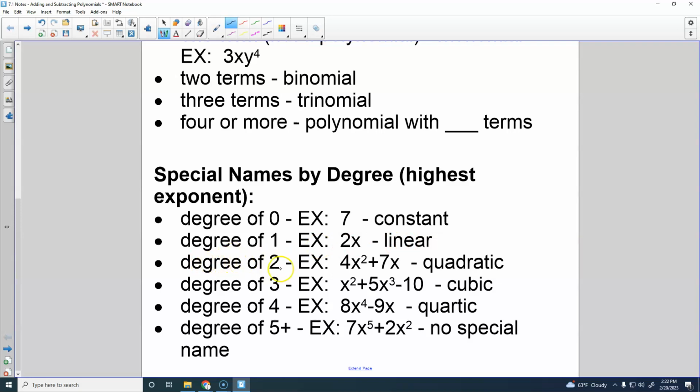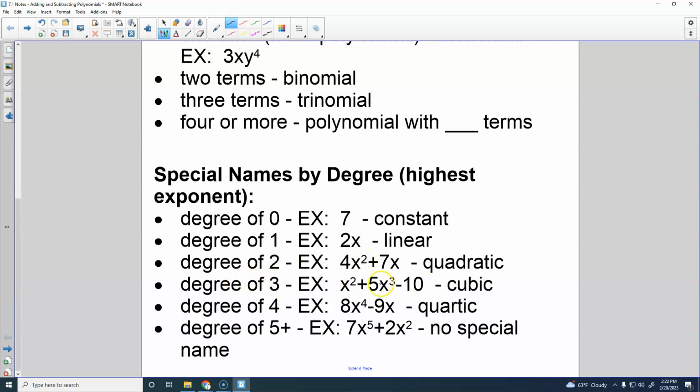A degree of 2 is called quadratic. This is the one place where I don't know who named a quadratic and why they didn't call it a bidratic or something like that, because quad clearly seems like 4, but it is a degree of 2.